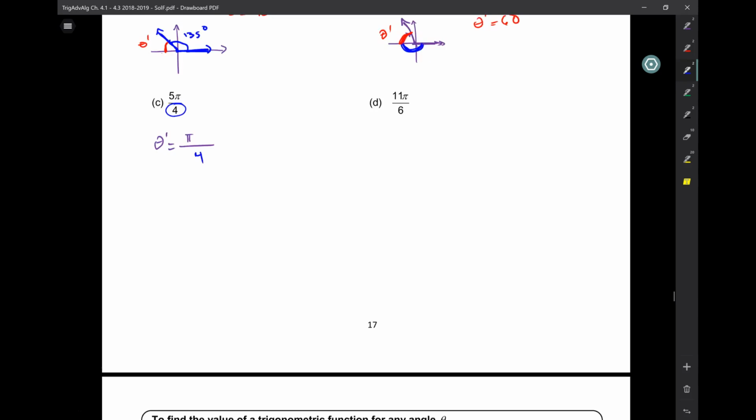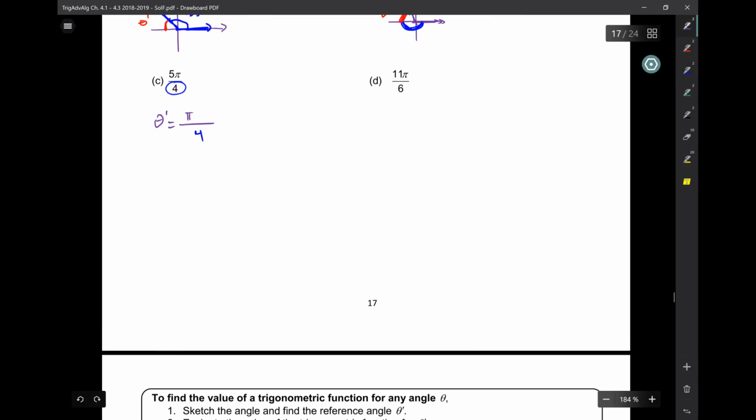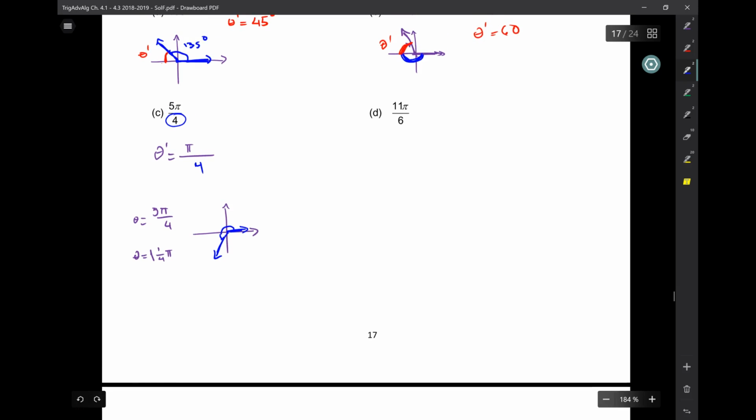Okay, let's draw 5 pi over 4. 5 pi over 4. Good, 1 and 1/4 pi. So I start here. I go 1 pi, and then another 1/4 of a pi is right there. Okay. All right, 11 pi over 6. Let's draw that. This is 1 and 5/6 of a pi.